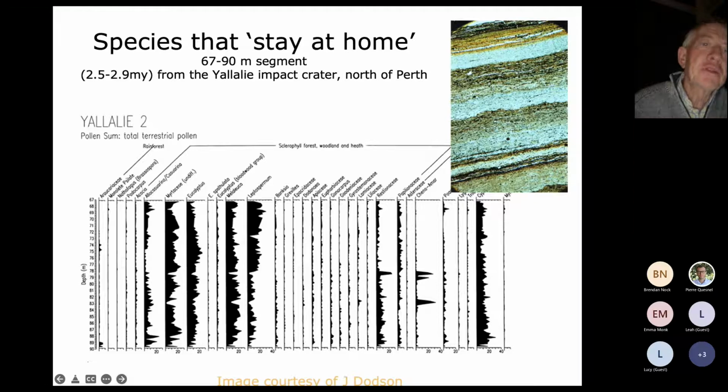So it's only 67 to 90 metres. So remember, this happened 85 million years ago. So there's a lot more bits of that great impact to tell other stories. But they worked on this bit.